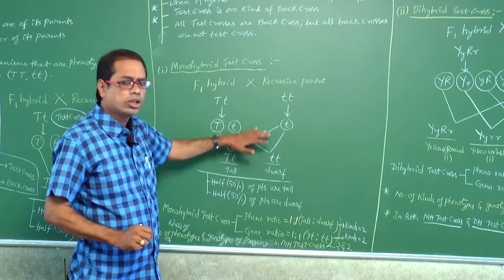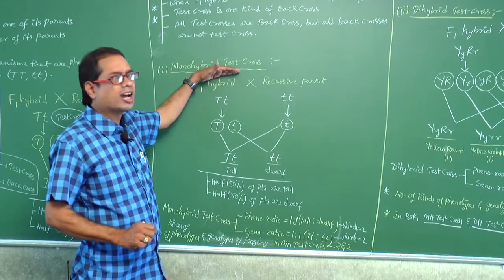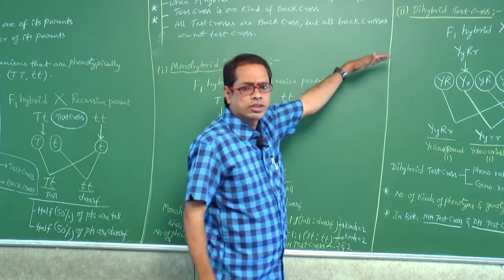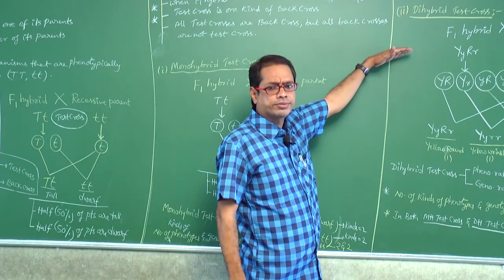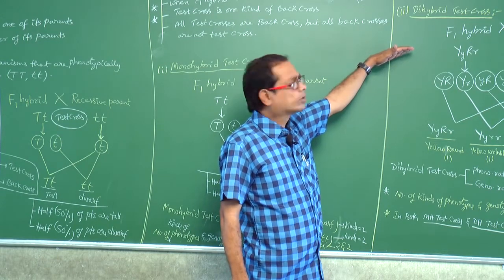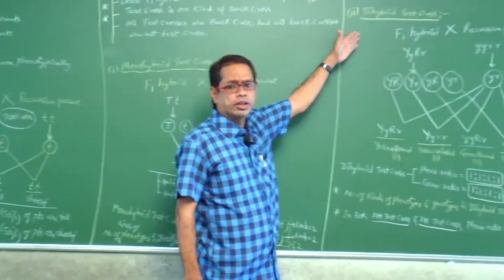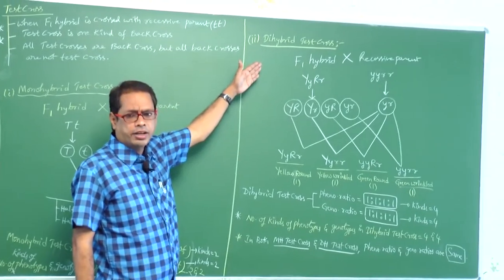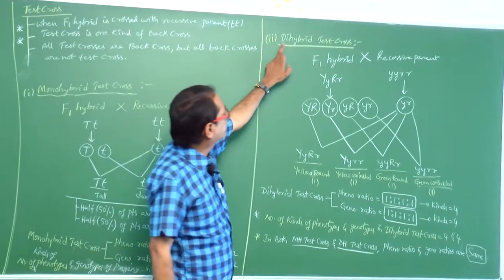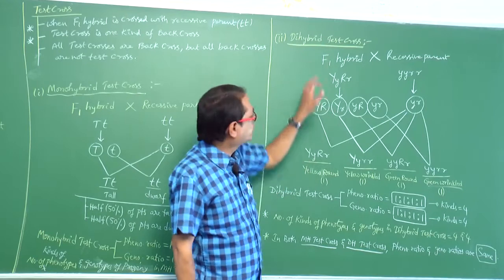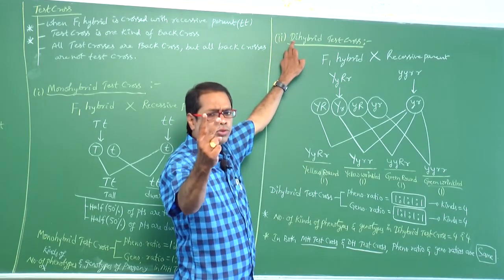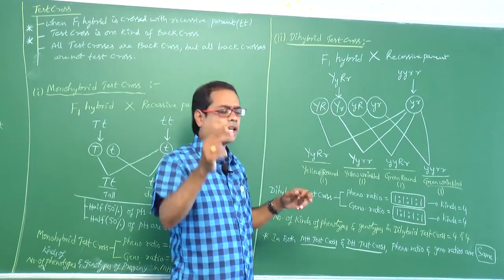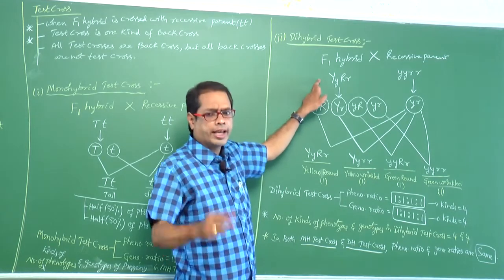So this is about monohybrid test cross. And the second part, look at here my dear students, monohybrid test cross completed. Now I am going to explain dihybrid test cross. See, di means two, hybrids means two heterozygotes. So it will come in dihybrid cross.